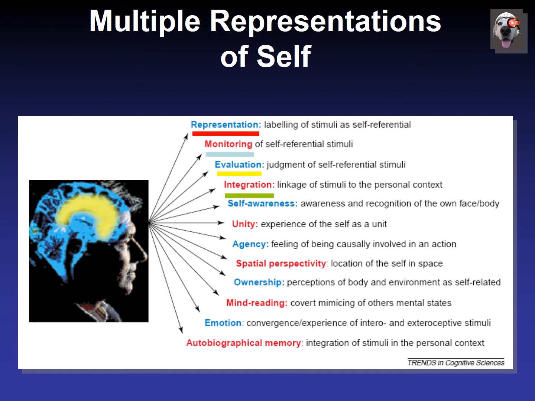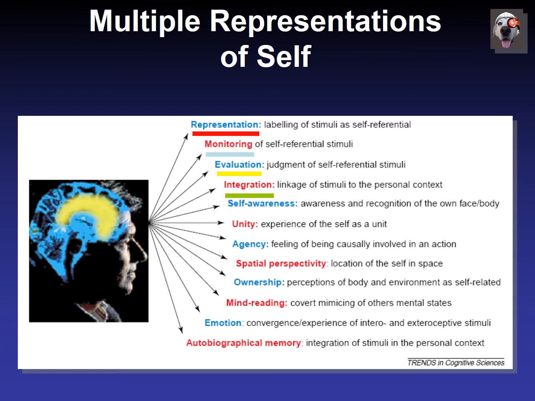There's the notion of monitoring, that is kind of being on the constant lookout for things in the world that are referential to you, that are important to you. You can evaluate those stimuli. Are they really particularly good for me? Are they really mine? Do I deserve to have them? And we have others here like self-awareness, unity, mind reading, which gets you back to mirror neurons, covert mimicking of other people's mental states, emotion, autobiographical memory, memories about your own life, and there's so many different aspects of the self that we really need even an integration function.